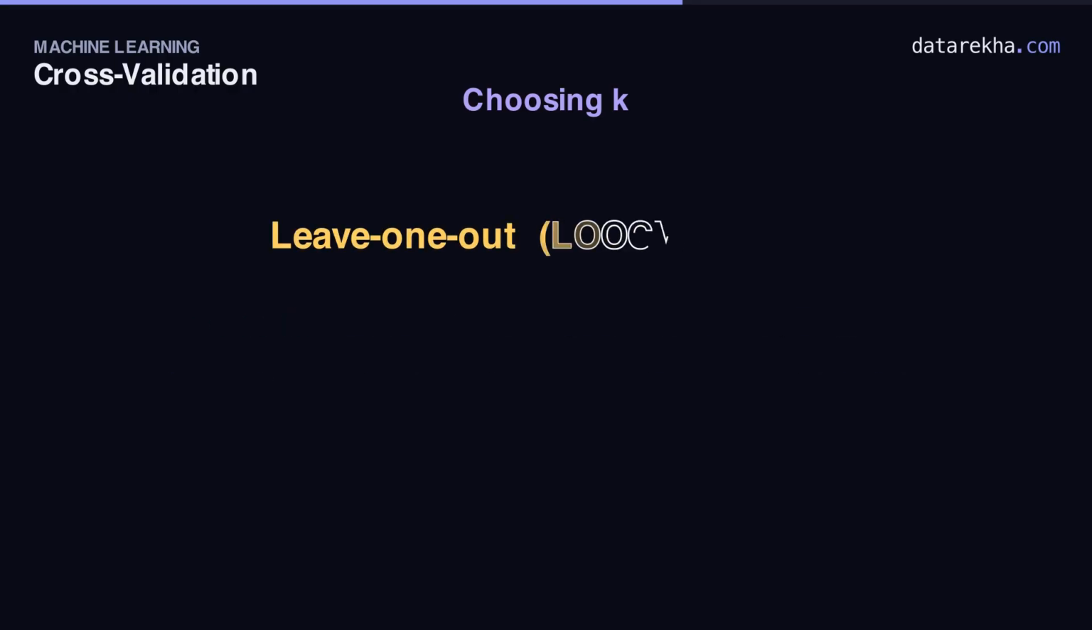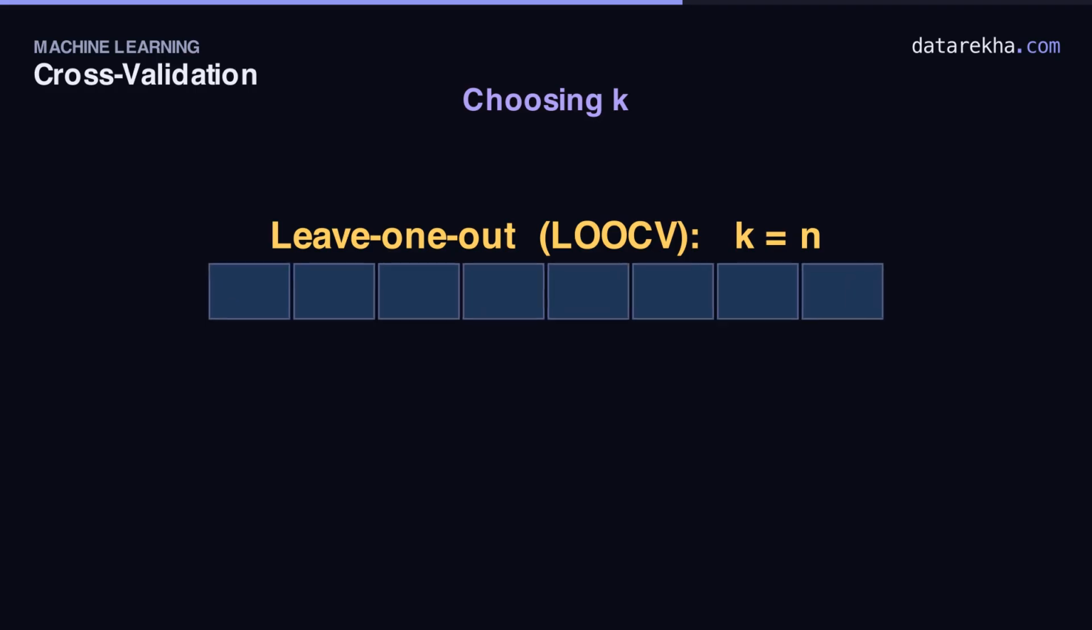Push k all the way to the extreme. Set k equal to n, the number of training points, and you get leave-one-out cross-validation. Every fold is a single point. You train on all but one, test on that one, and repeat for every point in turn.